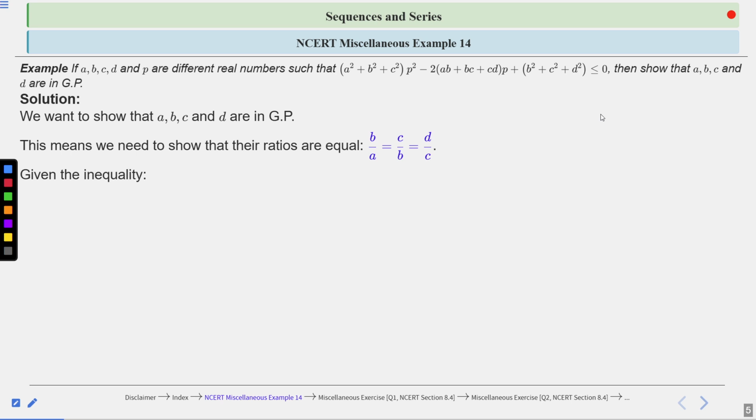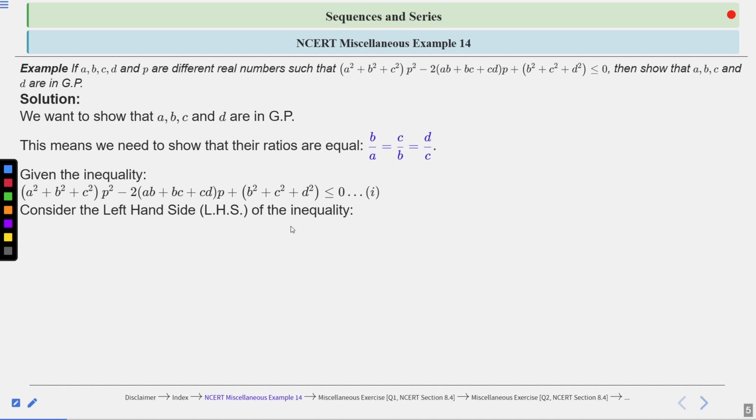Now, in the problem, the given inequality is called a quadratic inequality. (a square plus b square plus c square) p square minus 2 (ab plus bc plus cd) p plus (b square plus c square plus d square) is less than or equal to 0. Equation number 1. Consider the left hand side of the inequality. Left hand side equals (a square plus b square plus c square) p square minus 2 (ab plus bc plus cd) p plus (b square plus c square plus d square).